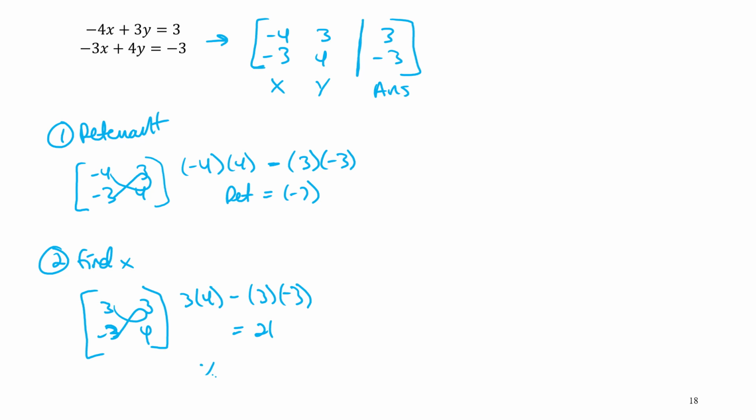And so if you remember, for x, it equals d of x over d. So our determinant was -7. So we found that d of x was 21, and our determinant was -7. So our x would equal -3.